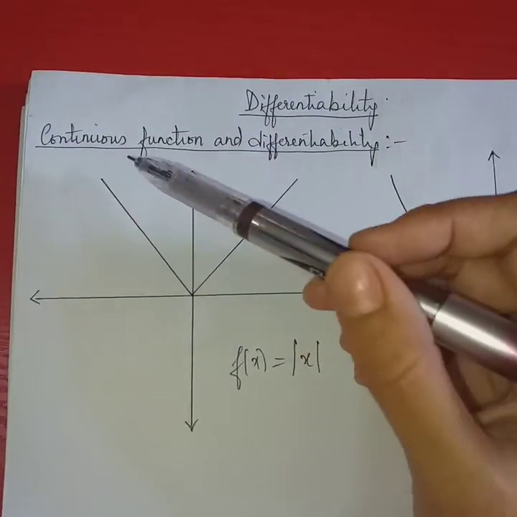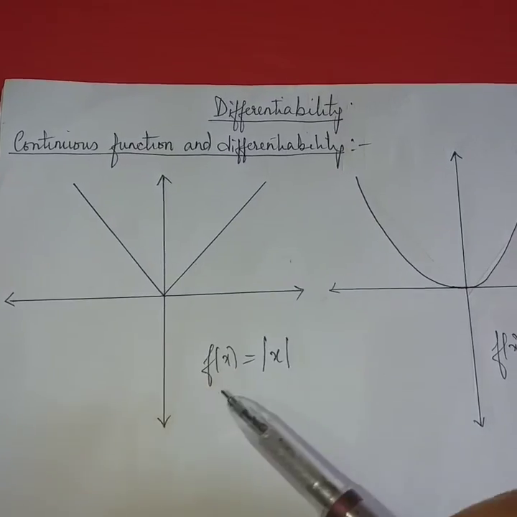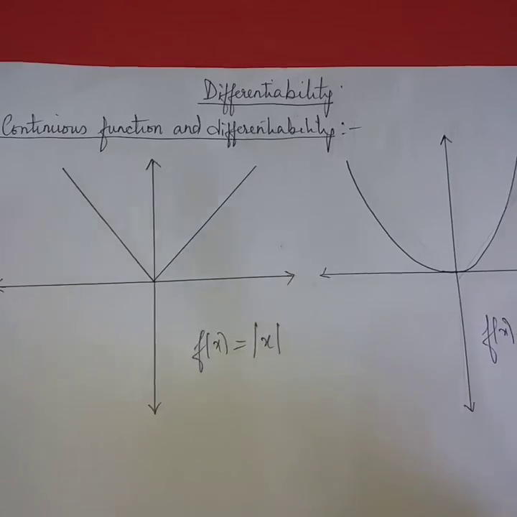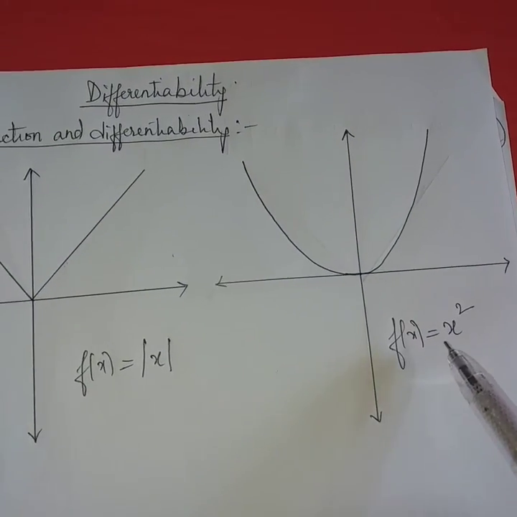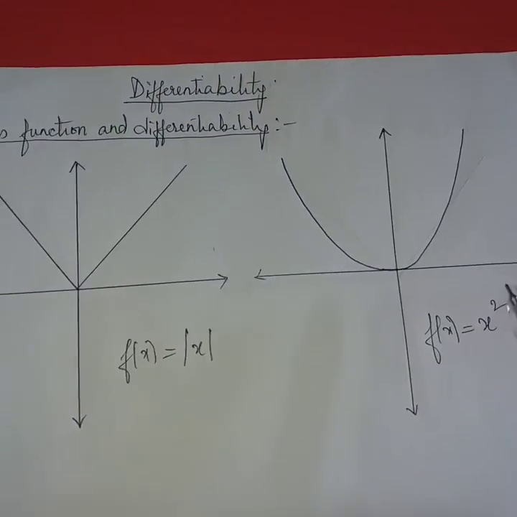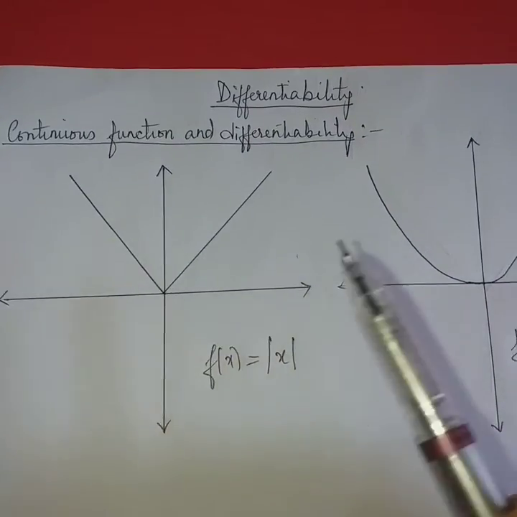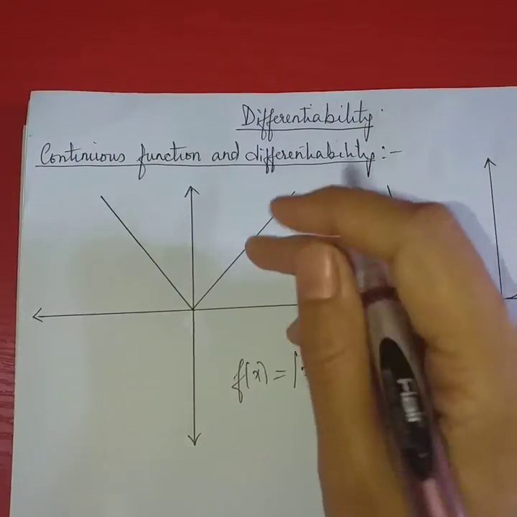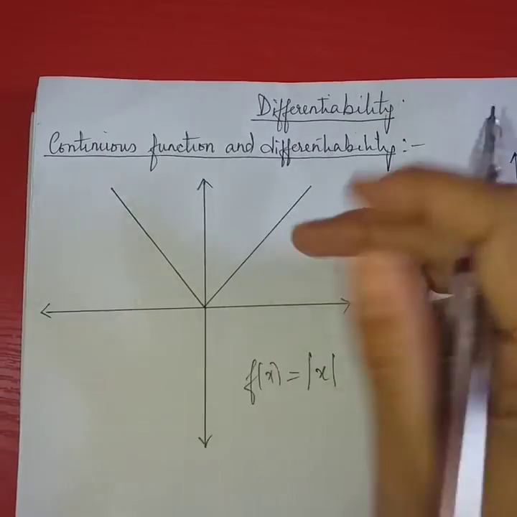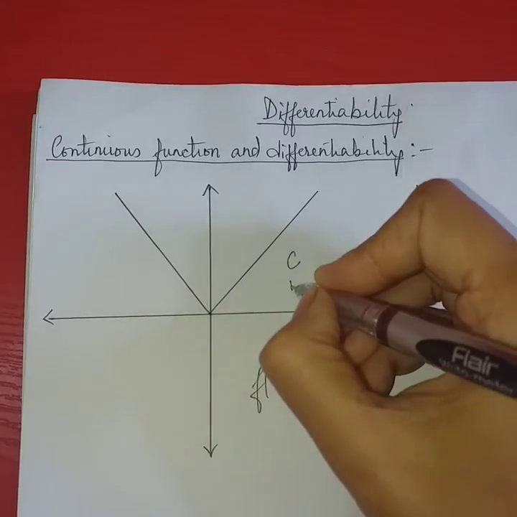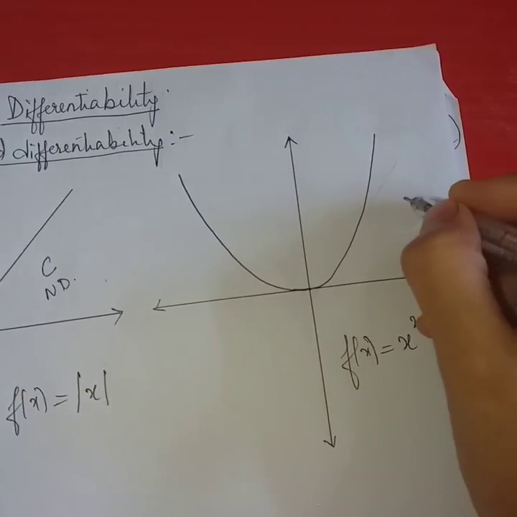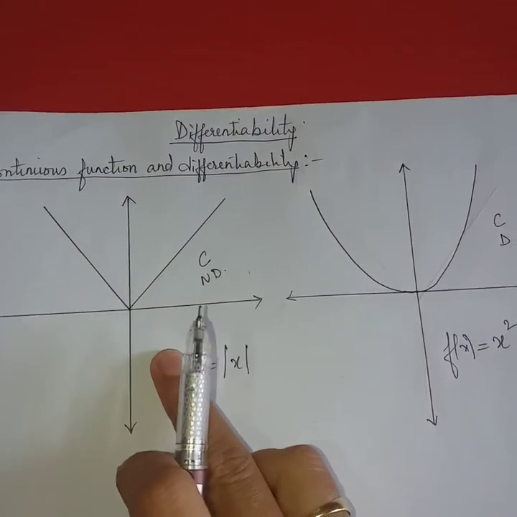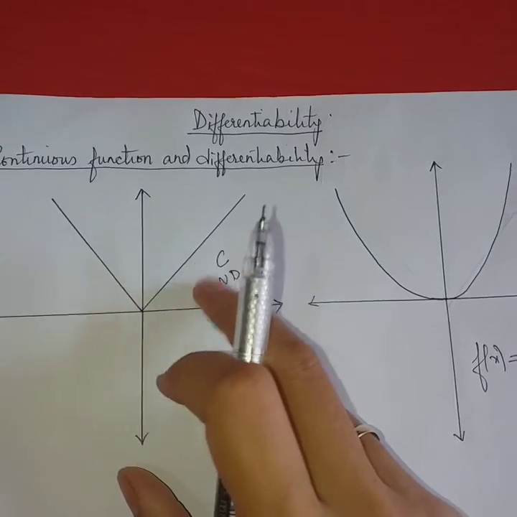We know, as it is clear from the figure, and also we have already studied, that a modulus function is always a continuous function. Everywhere it is continuous, and also a polynomial function is always a continuous function. Now these are two continuous functions. Now we will see whether they are differentiable or not. The modulus function is a continuous function but not differentiable, while x square is a continuous function and also differentiable. So both are continuous, but why is this not differentiable?